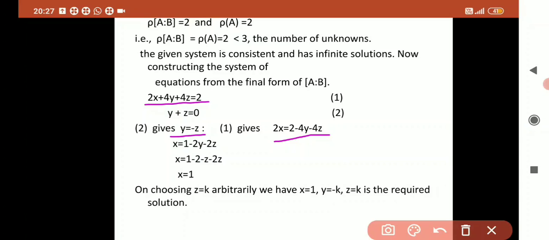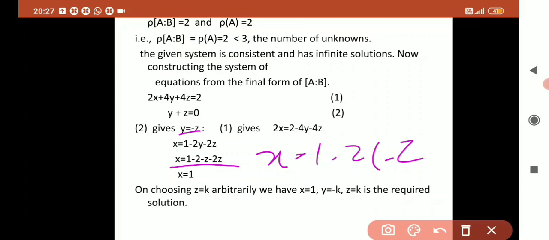So here what to do is, you have to substitute the value of y. We have y is equal to minus z, substitute in this. Here y is equal to minus z. I have taken the bracket here, but it has not appeared in this. So it is 2 into minus z. So it is x is equal to 1 minus 2 into y. Y is minus z. This one is 2. 2 into minus z, then minus 2z.